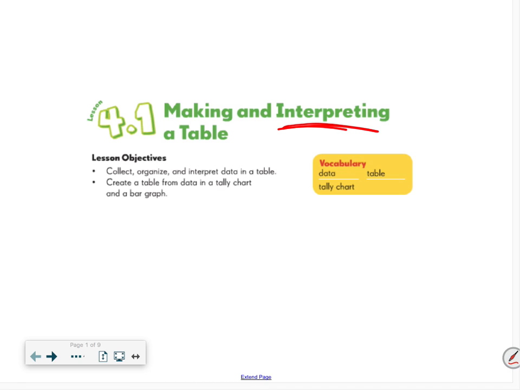You need to be able to collect, organize, and interpret data in a table, and you need to be able to create a table based off of the data that you found, either in a tally chart or in a bar graph, okay? So the three vocab words are: what is data, what is a table, what is a tally chart. Hopefully by the end you can answer those three questions.